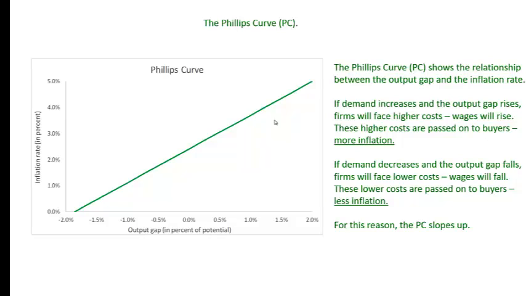In the other direction, suppose that demand decreases and the output gap falls. Firms will enjoy lower production costs, including lower wages, and these cost savings will be passed on to final purchasers of goods and services in the form of lower prices, less inflation. For this reason, when we have an output gap on the horizontal axis and the inflation rate on the vertical axis, the Phillips curve, or PC, will slope upward.